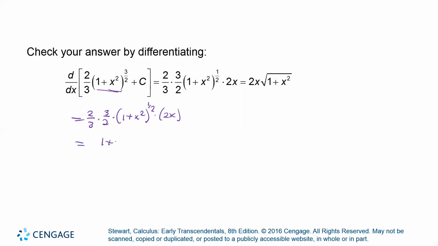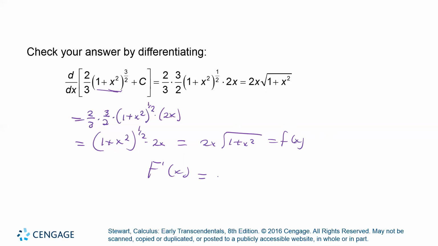That is 1 plus x squared raised to 1/2, times 2x. That is the 2x over the square root of 1 plus x squared. You can see that this is my small f of x. Therefore, the derivative of the antiderivative is equal to your integrand.